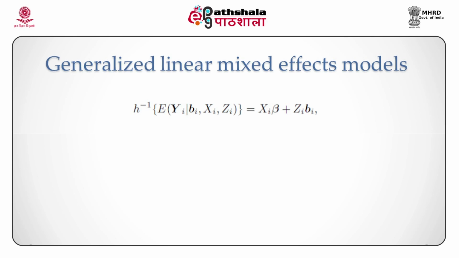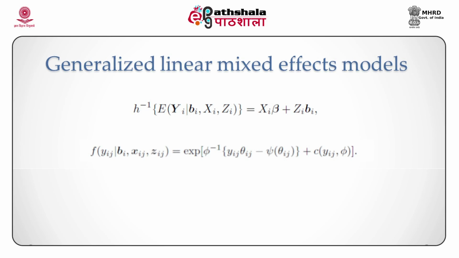We assume in general that y i arises from the one parameter exponential family, that is f of y ij given b i, x ij, z ij is equal to exp of phi inverse times y ij theta ij minus psi of theta ij plus c of y ij and phi. So this is the representation of the one parameter exponential family, where theta ij denotes the canonical parameter and phi is an optional scale parameter.